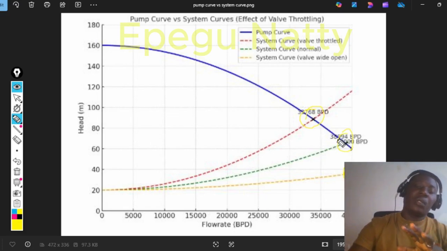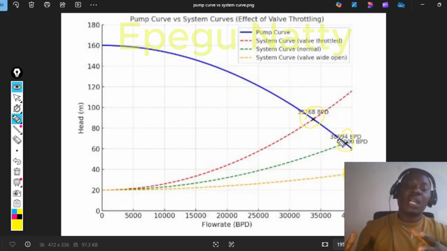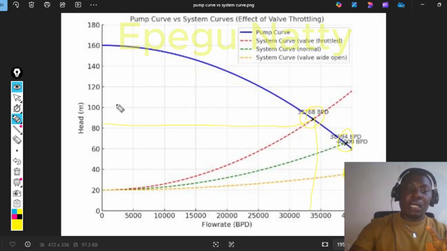So it means the opening of the valve actually affects our pump head. So this is what it does. Now once the pump head is affected, it also affects the flow rate. You see from here, for this head you see our flow rate, and for this head you see our flow. So the flow rate reduces with an increase in pump head.